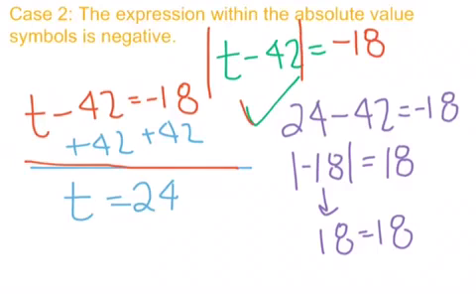So let's go over here and check it. 24 minus 42 equals negative 18. When we pull the negative 18 out of absolute value bars, it's a positive 18. So 18 equals 18, which is a true statement. So you do one and two different cases.